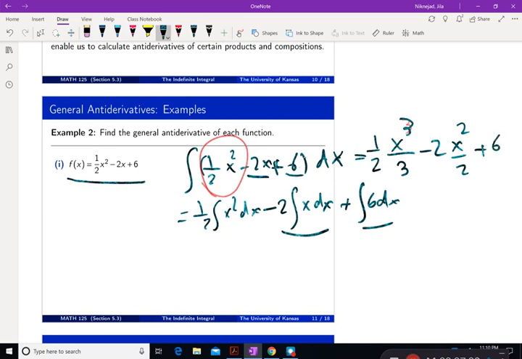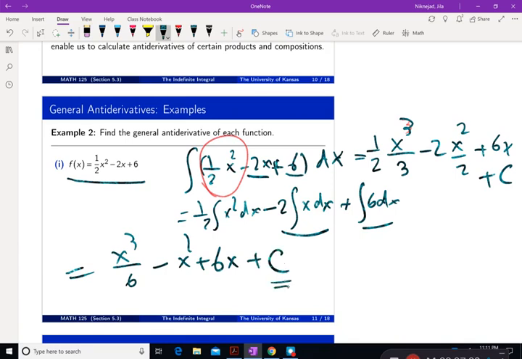And what is the derivative of a constant? The antiderivative is going to be that constant times x, and then you add a c. So the entire process, if you clean it up, becomes x to the third over 6 minus x squared plus 6x plus c. And so c is for general antiderivatives.